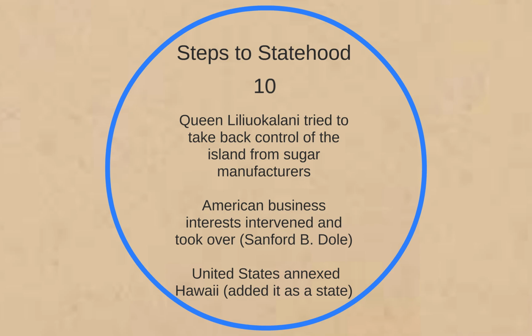But what these businessmen did was intervene. For instance, if you have ever heard of the Dole Company, that was the fruit company that existed there, and they took over the government. They kind of put the Queen on house arrest. And then they reached out to the United States and asked the United States to add Hawaii. So the United States annexed Hawaii, which is adding it to their territory. That's what annex means. And Hawaii became a state in the United States. So it was under the government of the United States, no longer under the government of Hawaii or Hawaiians.